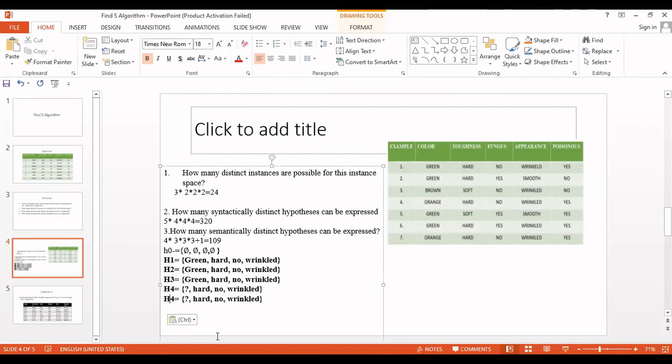Now let us consider the fifth example. The first field is green. Already I have a question mark here, and a question mark means it can cover any value. So green is one of the covered values, so don't change anything. And the next field is soft. But here I have hard only. Now I have to accept soft also for the second attribute, toughness. So I'm going to change the second field to question mark. And the third field is yes, but here I have no only. So I have to change this field to question mark. Then the last field is smooth, and here I have wrinkled only. So I'll be changing this to question mark.